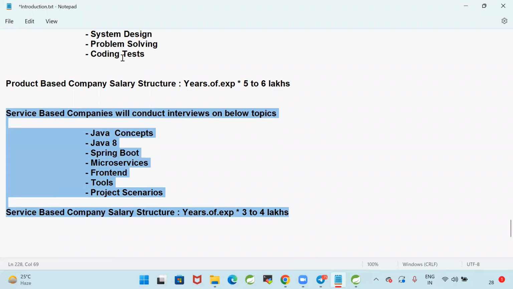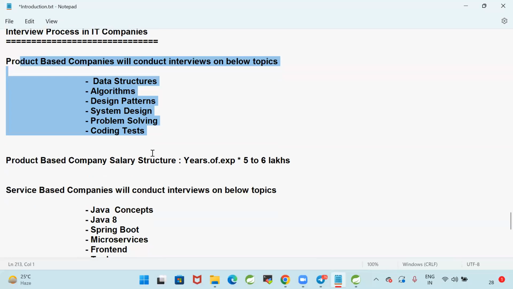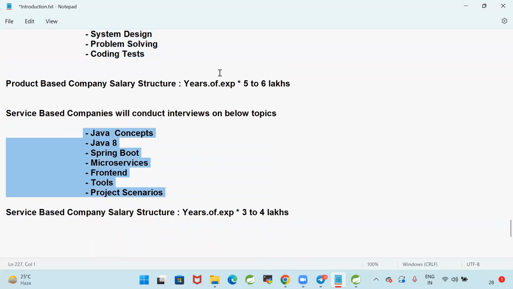All these things we are going to learn as part of this course. Understood? How the interview process will be there in the companies. Product-based companies will focus on the coding part. Service-based companies will focus on the project, the latest technologies and projects that they are going to ask you in the interview.